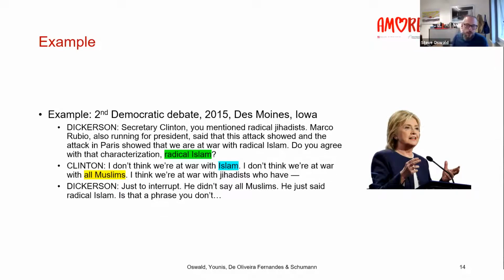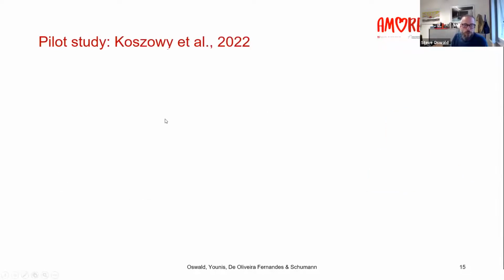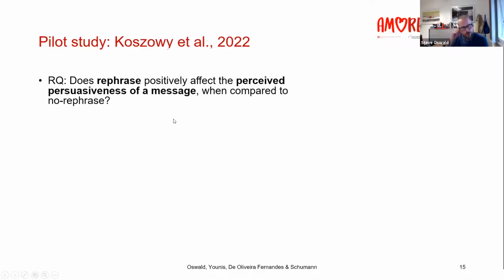And so on. So you see here that Hillary Clinton rephrased radical Islam into Islam, and then rephrased her own Islam into all Muslims. Though related, they don't denote the same realities. Okay, so that would be a misuse of rephrase, but you can probably see that there is something rhetorical at play in here. So we conducted a pilot study on rephrase a couple of years ago, and then we published it at the beginning of this year.